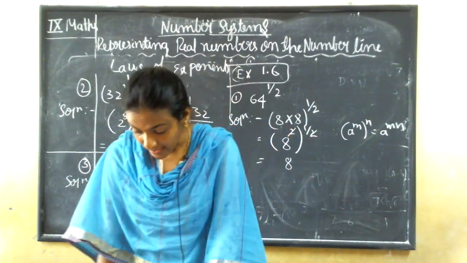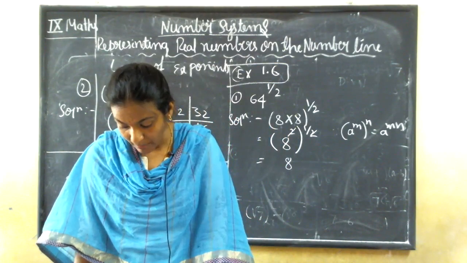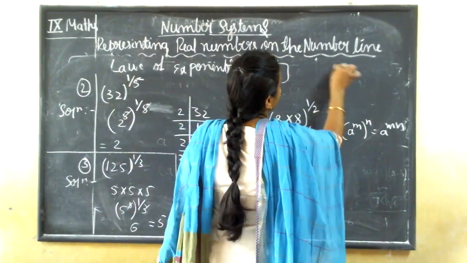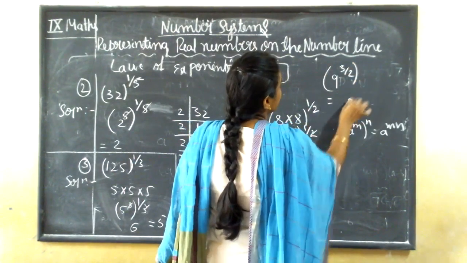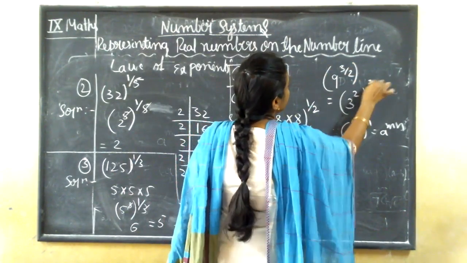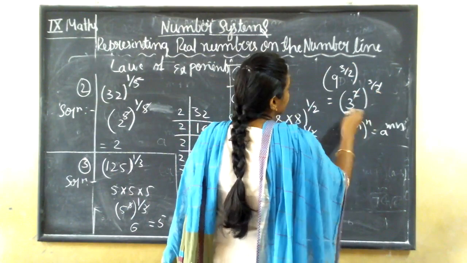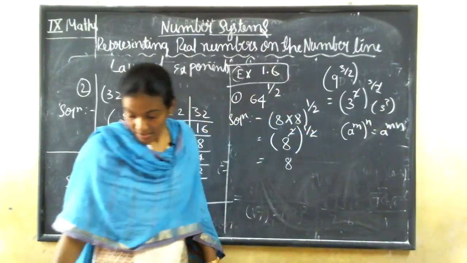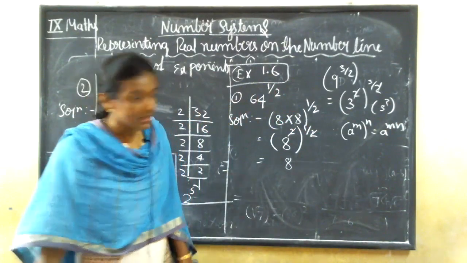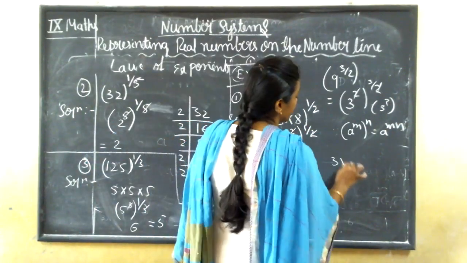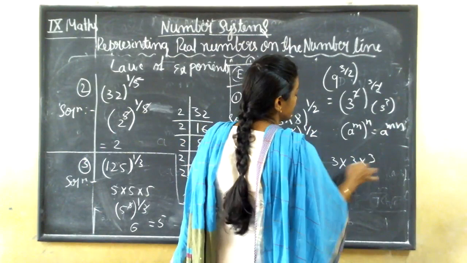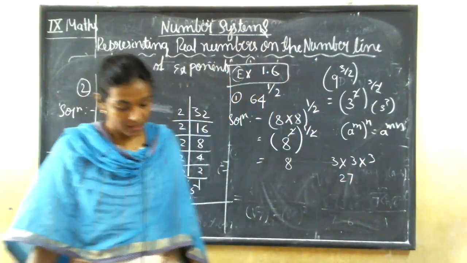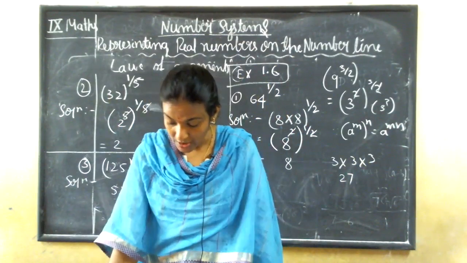Okay. Second one is 9 raised to 3 by 2. How will we do this one? You can write this as 3 raised to 2, and then 3 by 2. These two will get cancelled. So the remaining is 3 raised to 3. 3 raised to 3 means how much here? 3 into 3 into 3. 3 3s are 9, 9 3s are 27.